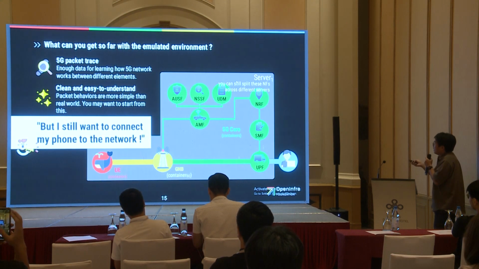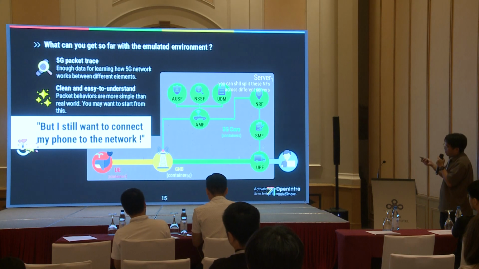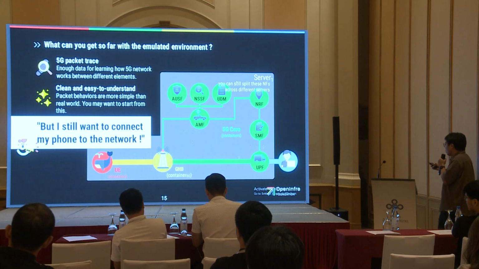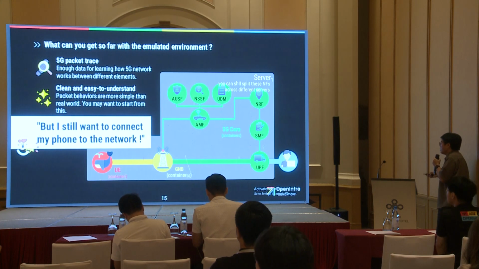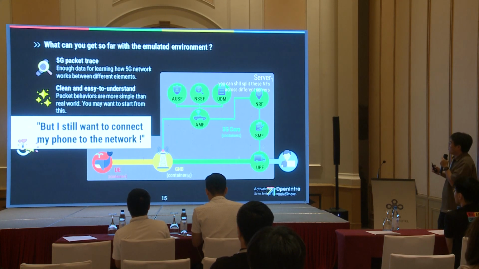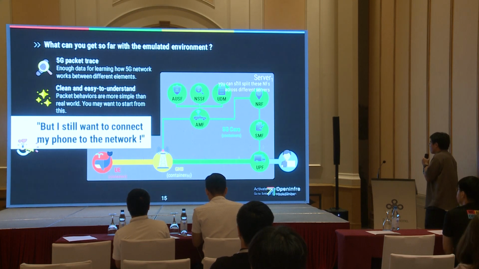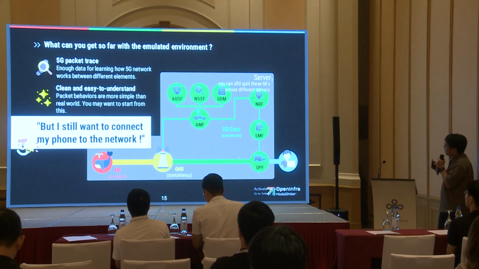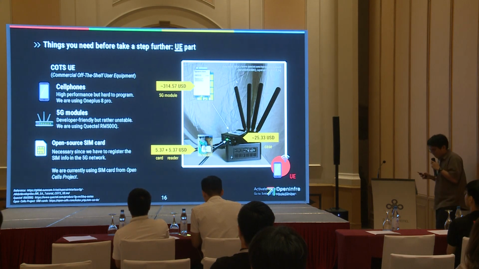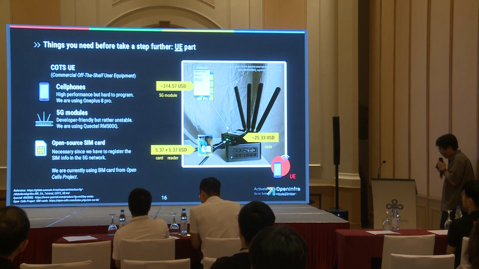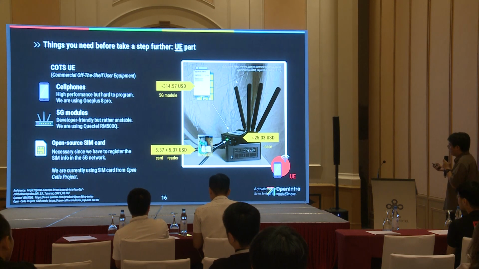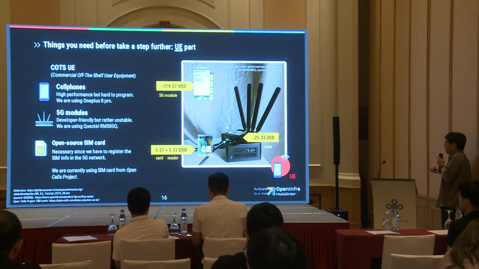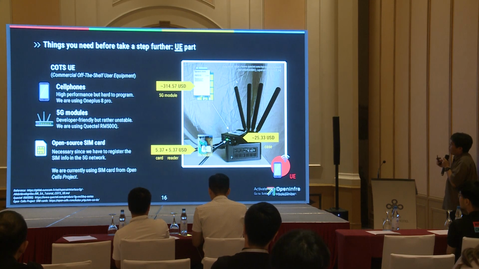But what can you get from such a topology? You can get the packet trace, and you can learn how the 5G network works. But if you still want to connect your phone to this 5G network, then that begins the real part of the challenge: how to make your phone able to access the 5G network. There are several things you have to do before connecting your phone or any physical hardware to the OAI 5G network. For now, the first part we talk about is the UE.